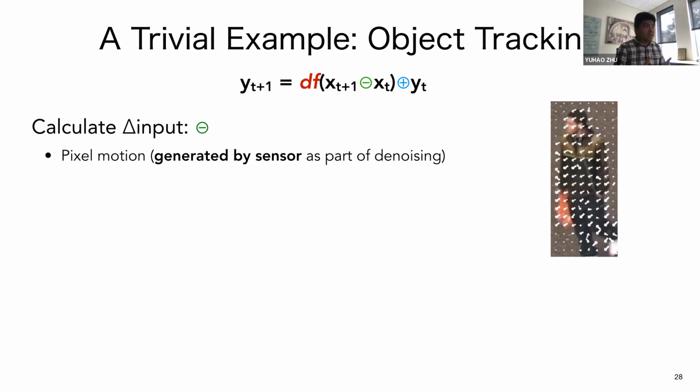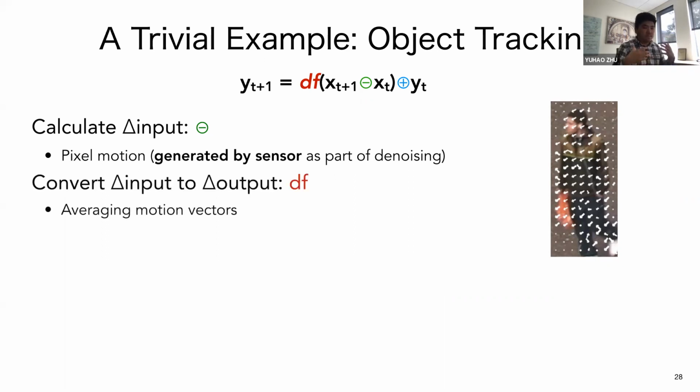Now, the interesting thing is that the camera sensor, as part of denoising, inherently generates the motion vectors, the pixel motions for us. All we have to do is to retrieve it from the sensor, right? So that's part of the metadata I was talking about. You don't have to calculate that, it's already there. All you have to do is to get the motion vector data, and that's something that you can use as delta input here. Once you've got the delta input, the next step is to convert delta input to delta output.